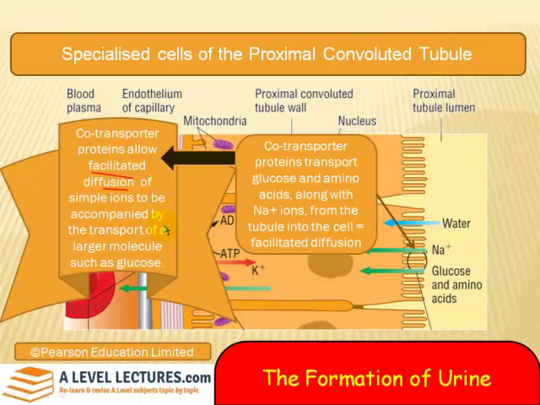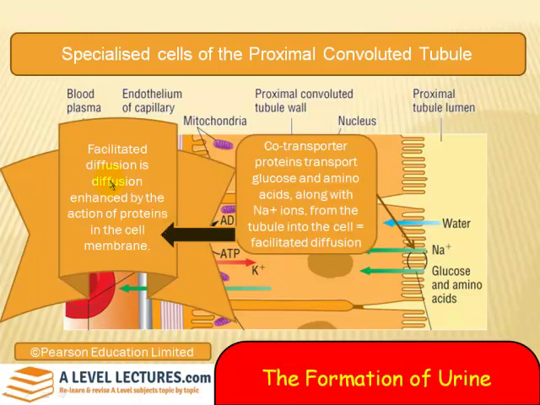Then we've got facilitated diffusion. Now this is diffusion enhanced by action of proteins in the cell membrane. So here you've got proteins that actually help move stuff across the membrane from the lumen into the wall of the PCT. So it's two key terms. Make sure you understand the terms co-transporter proteins and also facilitated diffusion. Not sure? Go back, have a look, and really ensure please you understand it.